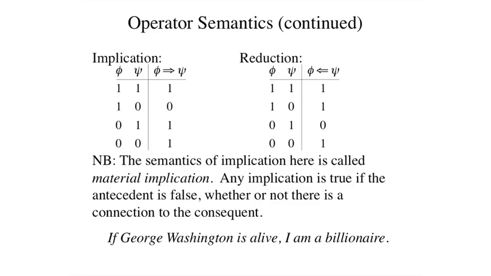Some people find such counterfactuals disturbing. Consider the sentence, "If George Washington is alive, I am a billionaire." In the real world, this sentence is true, given our semantics, since George Washington is not alive. This feels wrong to some people because the antecedent seems to have nothing to do with the consequent. The good news is that, other than this slight oddity, everything works out very nicely with the semantics, as we shall see.